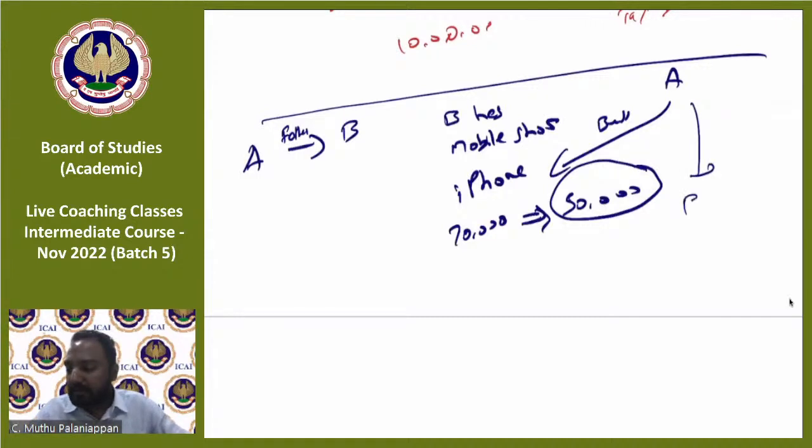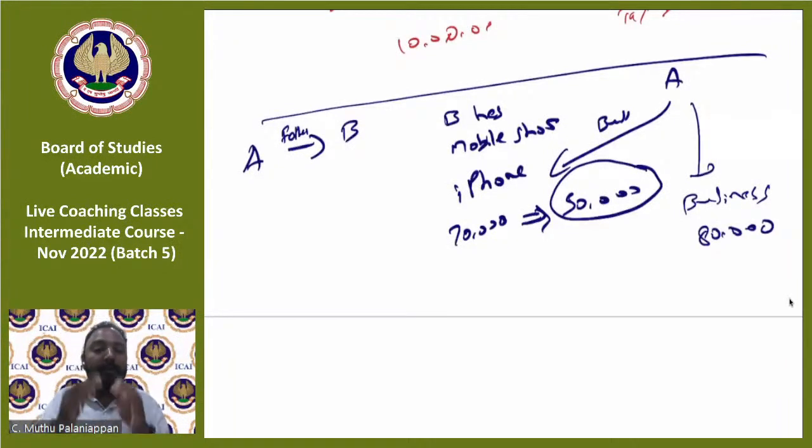Okay, A has a business. A says, see, I cannot pay more tax. So, Dad, why don't you give me an invoice for an iPhone for 80,000? So what will happen? A will book 80,000 as an expenditure in his profit and loss account. So now A is increasing the expenditure by 10,000.